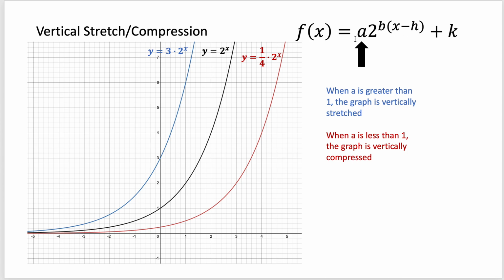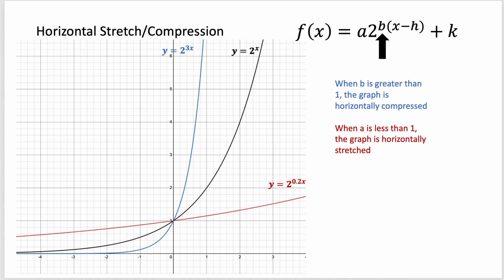We can also have a vertical stretch or compression. When a is a number bigger than 1, the graph is going to be vertically stretched, so you can see this blue graph is actually taller than the original parent function. When a is less than 1, for example 1/4, the graph is going to be vertically compressed, kind of flattened out. We can also have a horizontal stretch or compression. When b is a number bigger than 1, the graph is going to be horizontally compressed, which makes the graph narrower. That's why it looks taller. And when b is less than 1, the graph is going to be horizontally stretched, so it's wider.